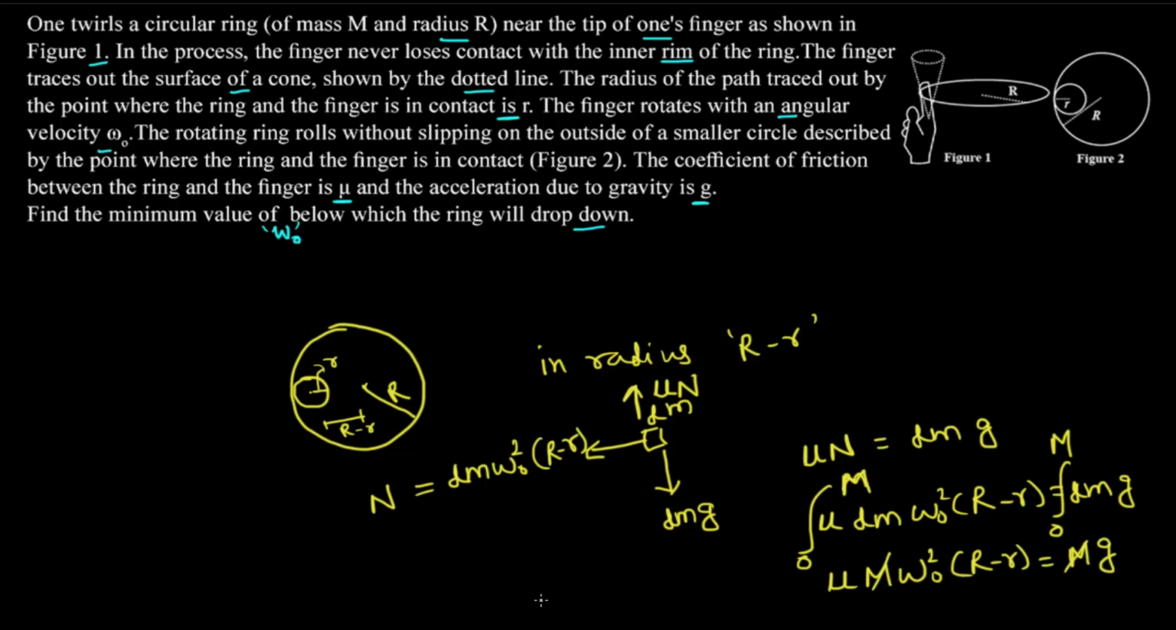So the minimum value of omega naught from here is: omega naught comes out to be (g divided by mu times (R minus r)) to the power half. So this is the minimum value of omega naught, and omega naught should always be greater than this value in order for the ring to be held intact and to prevent it from slipping down. So this is the answer.